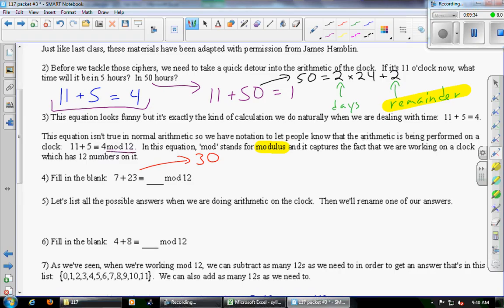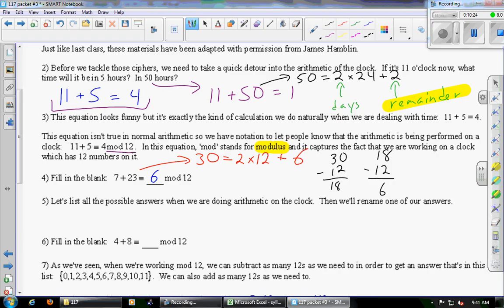So if you're doing this just out, 7 plus 23 is 30, totally fine, but 30 is bigger than the 12 that we have to choose from. So what you can do is just figure out how many 12s are inside of 30. There are two. When I say how many 12s, I'm really saying divide by 12, right? You can divide 30 by 12 and you'll get two. So 30 is really 2 times 12 plus some remainder. And that remainder is what we're after. 2 times 12 is 24. What's the remainder from the 30? 6. 24 plus 6. That 6 is the answer. 6 mod 12.